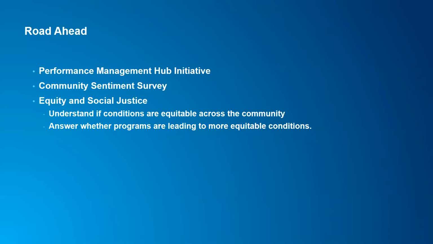So this will allow us to use geography and time to not only understand how the community is performing overall, but also if conditions and the distribution of services are equitable across the community. So we saw some of that, how we could select different geographies, but we really want to highlight how we can find the areas within the community that are falling behind. And we also want to add some analytical tools that can help us answer whether our policies and programs are resulting in more equitable conditions.